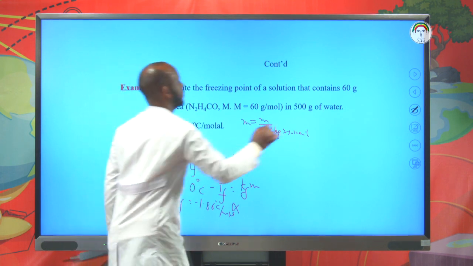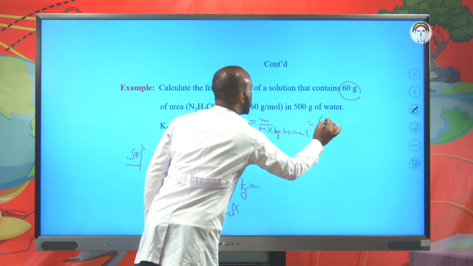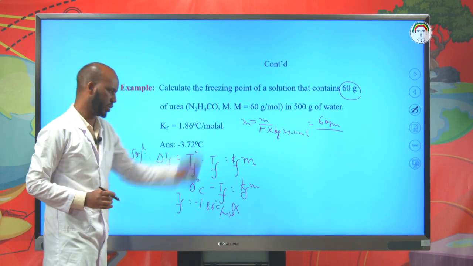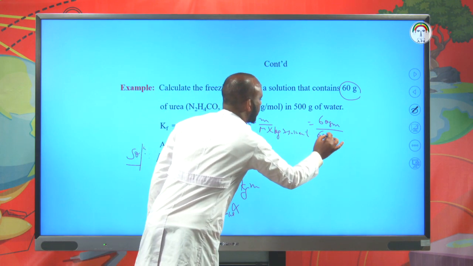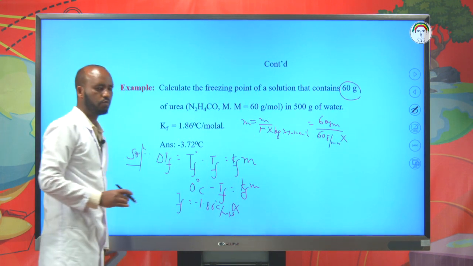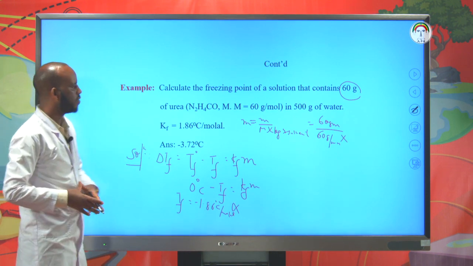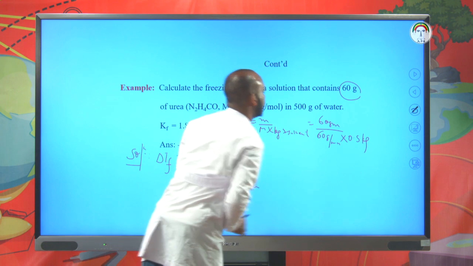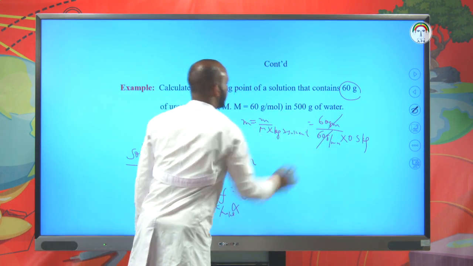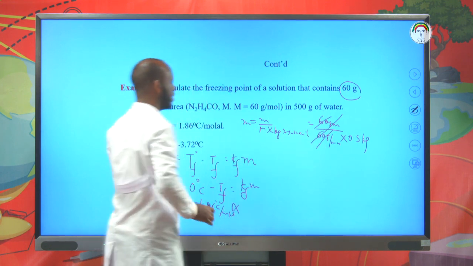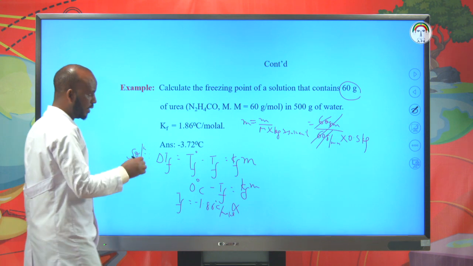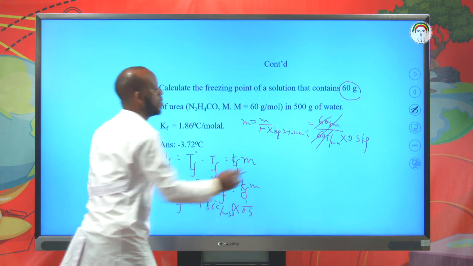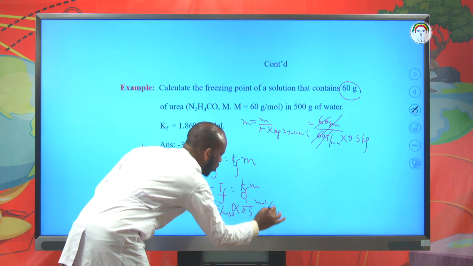Mass of the solute urea is 60 gram divided by molar mass of the solute. The solute is urea, dissolved in water. Its molar mass is 60 gram per mole, times mass of the solvent in kg. 500 gram of water in kilogram is 0.5 kilogram. Gram will be cancelled by gram. By 60, this is 1 over 0.5. Therefore, this is 1 over 0.5 mole per kilogram.